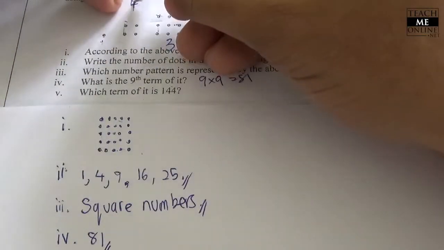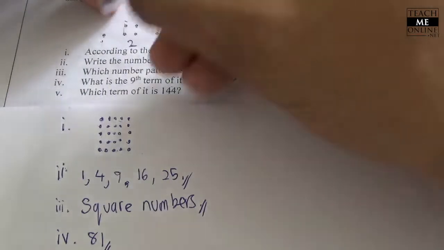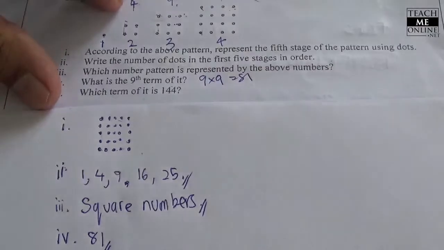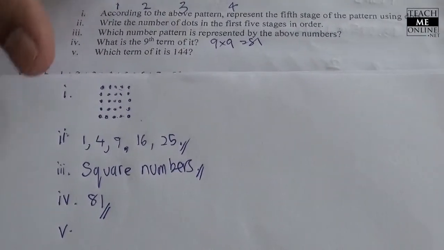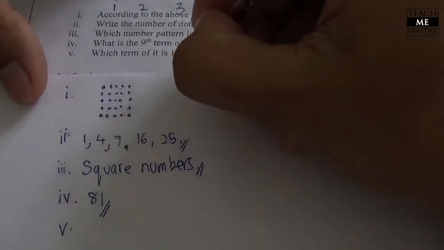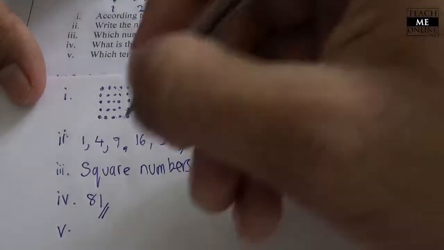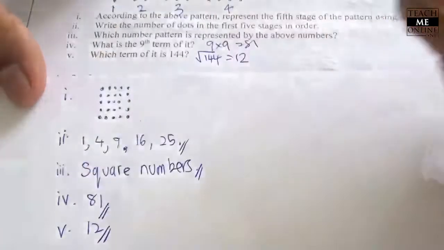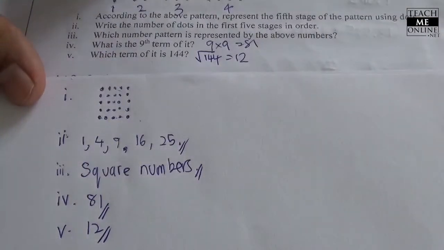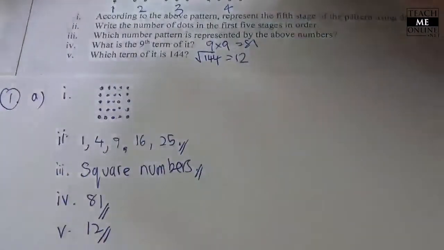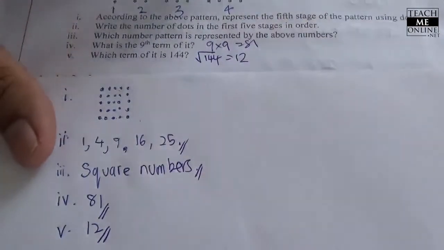Here we have 4 dots, square root of 4 is 2. This is the second one. Here 1, square root of 1 is 1. Like that, we have to find the square root of 144 to get the answer there. Square root of 144 is 12, because 12 times 12 is 144. So 12 is the answer. Right. This is part A, question 1. Then we go to part B.